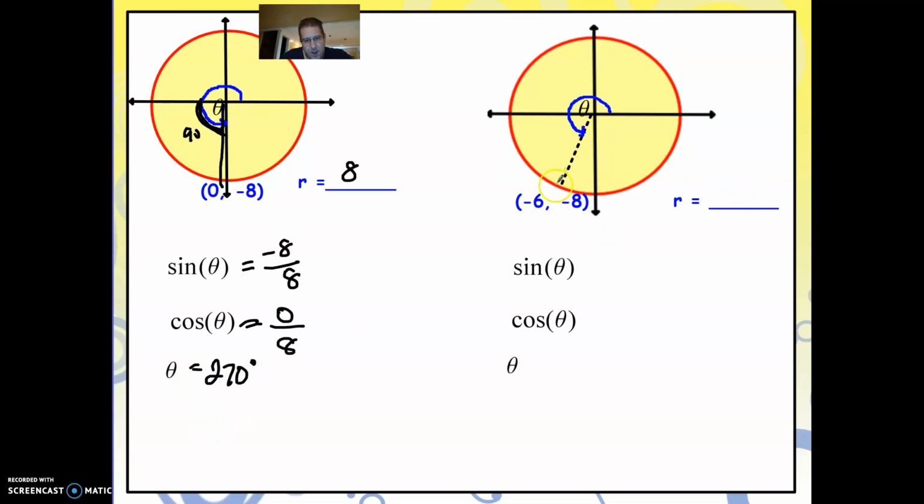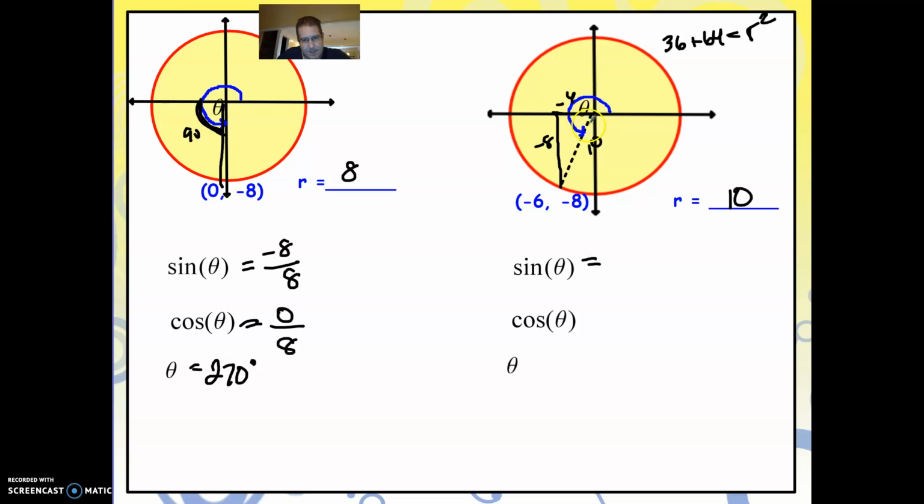This radius over here, I'm going to actually calculate this one out. If this is negative 6 and this is negative 8, that's 36 plus 64, which is 100. The square root of that equals 10. So I know this is going to be 10. This is a 3, 4, 5 triangle. So the radius is 10.